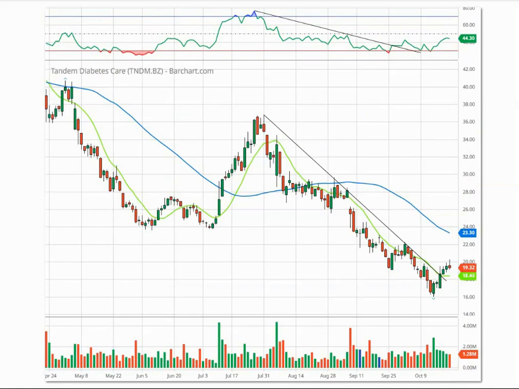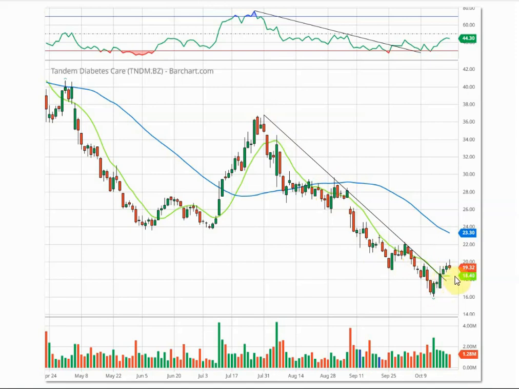Next, Tandem Diabetes Care, TNDM. The stock has been down since it made a high back in late July, all the way from 36.5 down to 16. A big haircut, but maybe we got some good news. The stock had touched this downtrend line a couple of times and finally broke it this week. So finally we got a little bit of good news.